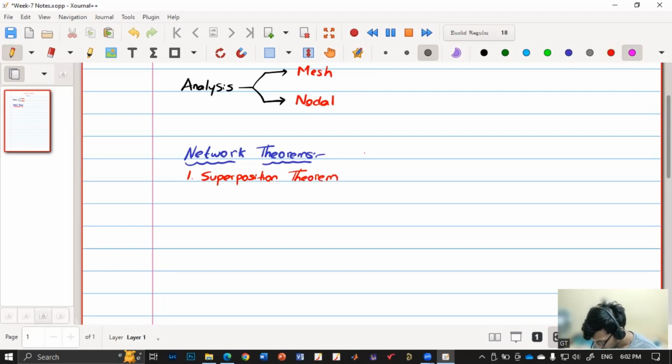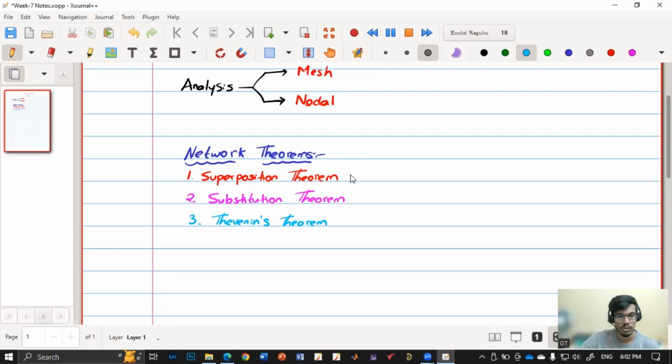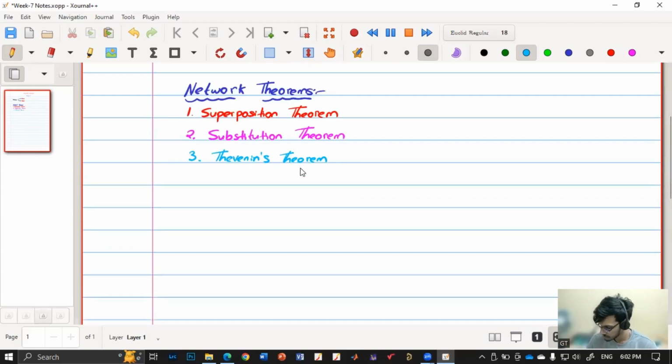Next we'll go to the substitution theorem. Okay. Next, we'll be going to Thevenin's theorem. I hope all of you have gone through whatever Sir has taught in the lectures, because then you will be able to easily understand what this theorem means. And then Norton's theorem.